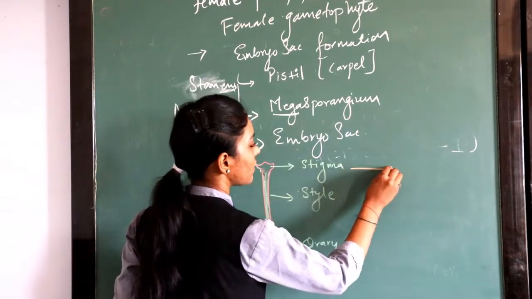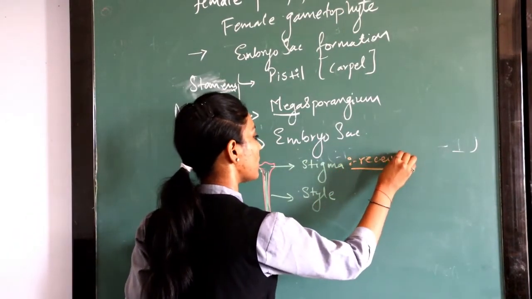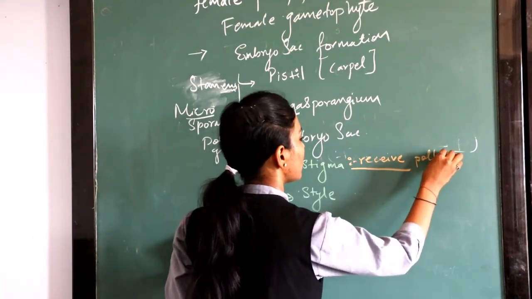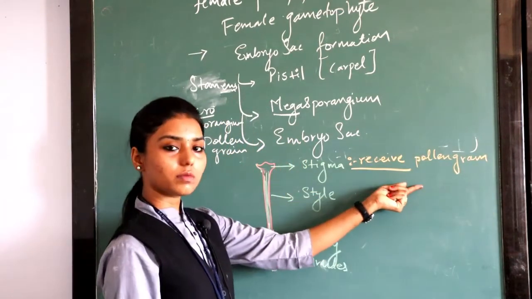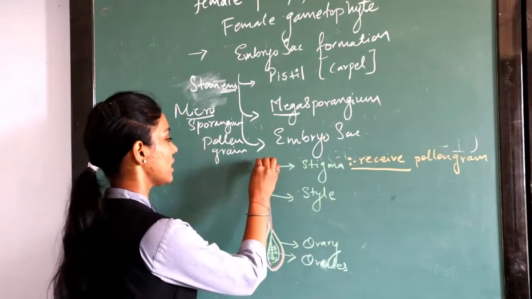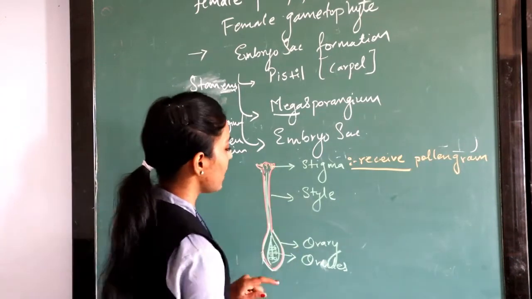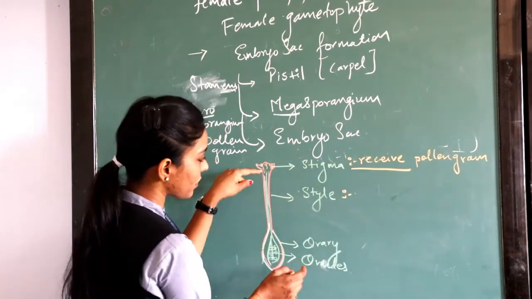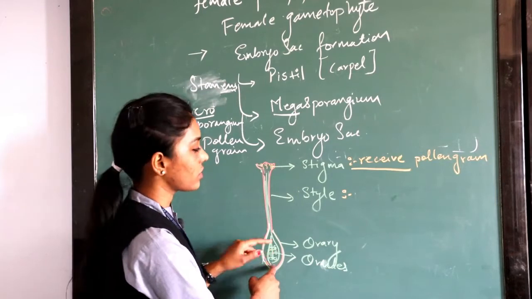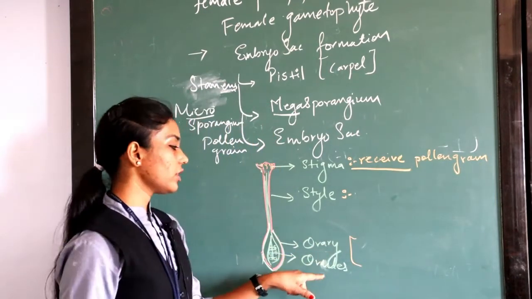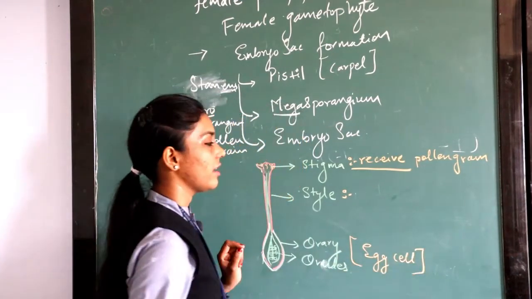Now what is the function of stigma? Stigma will receive the pollen grain on it. It will receive pollen grain from the anther of other flowers, or you can simply say that pollen grains will land on stigma. Whereas style is what? Style is a link between stigma and ovule. It connects stigma to the ovary or ovules. And ovary or ovules are what? They are further called egg cell or embryo.